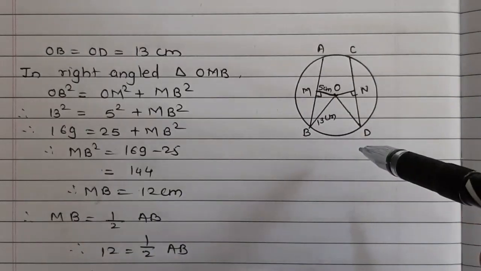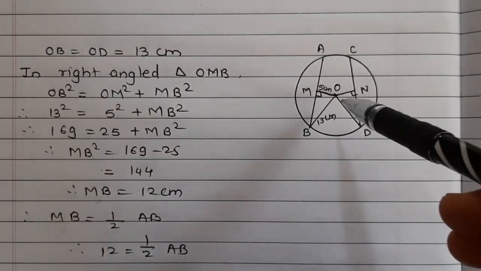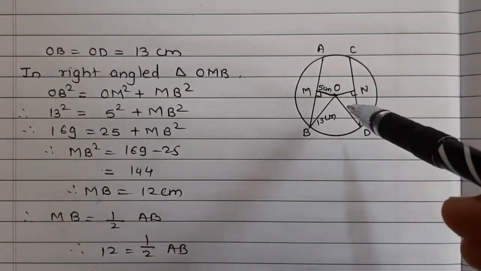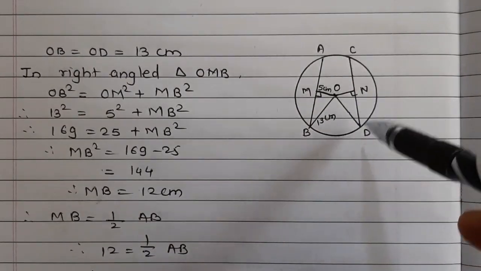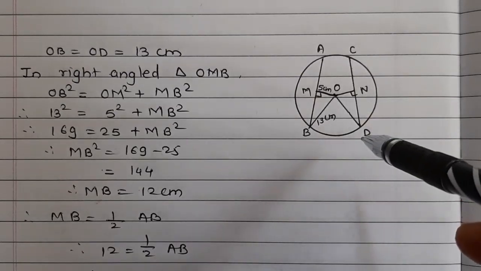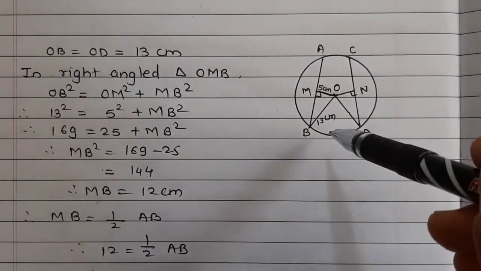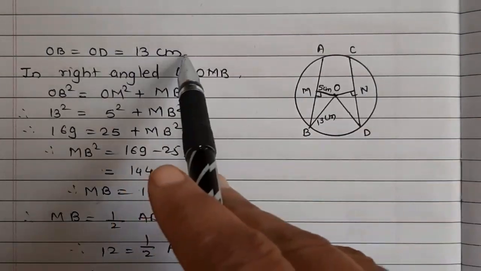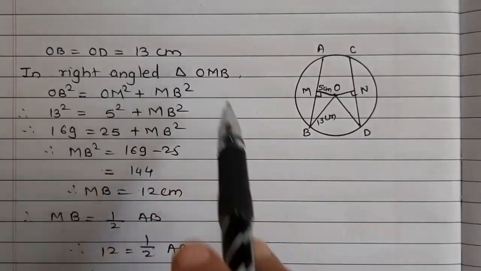AB and CD are the congruent chords. Then OM perpendicular to AB such that A-M-B, that is betweenness. ON perpendicular to CD such that C-N-D, again betweenness. Now radius of circle is given 13 centimeter. That means OA equals OB equals OC equals OD equals 13 centimeter. These are the radii of circle.